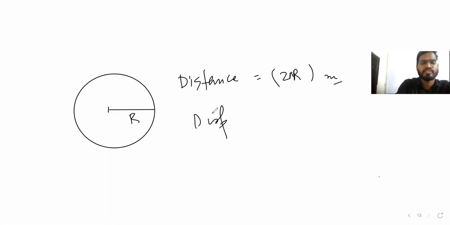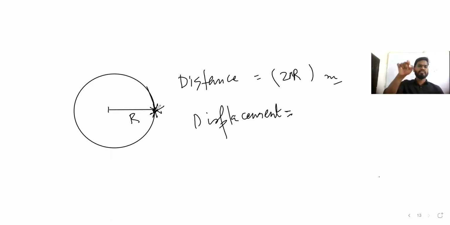Displacement, everyone can solve. What is displacement? The shortest distance between the initial position and the final position. Let's consider the particle starts from this star point and then comes back to the same point, which completes one circle. So the initial and final points are the same.